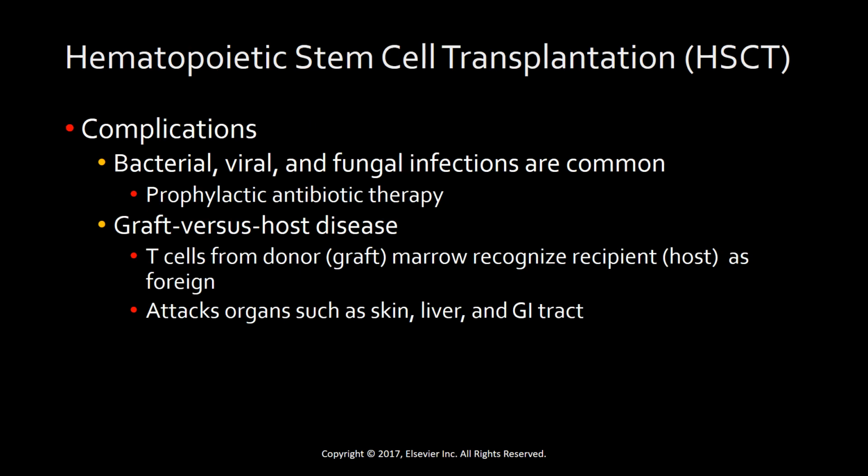Bacterial, viral, and fungal infections are common after HSCT. Prophylactic therapies are used to reduce their incidence, but a potentially serious complication of allogenic transplant is graft versus host disease. And for me, this makes sense. This occurs when the T cells from the donated marrow, or the graft, recognize the recipient as foreign and begin to attack certain organs, such as the skin, the liver, and the GI tract.